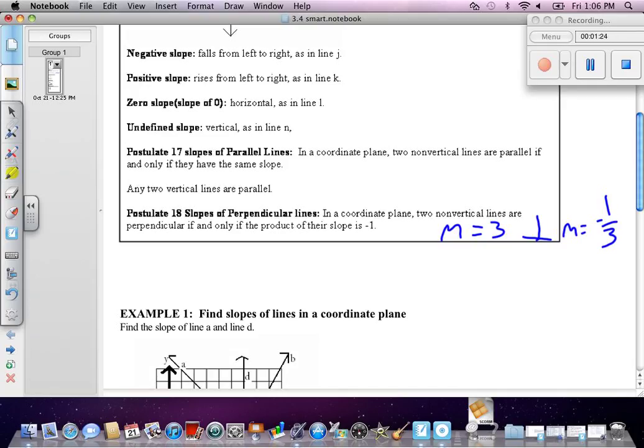Want to try one more? Yes. What if the slope is -1/2? Give me the perpendicular slope. Not -2, it would be 2 over 1. Yeah, or 2 over 1.